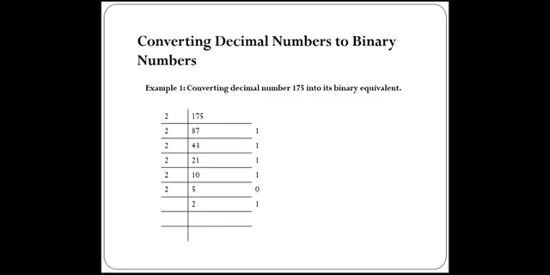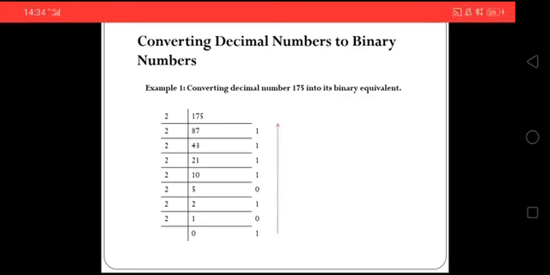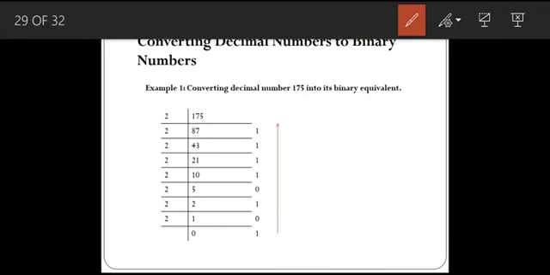Now further I'll divide this 2 by 2. I'll get 1 quotient and remainder 0. Now if I divide this 1 by 2, I'll get 0 as my quotient and 1 as my remainder. So we have to divide till we get 0. We have to divide till we get 0. We have to read from bottom to top to understand this.